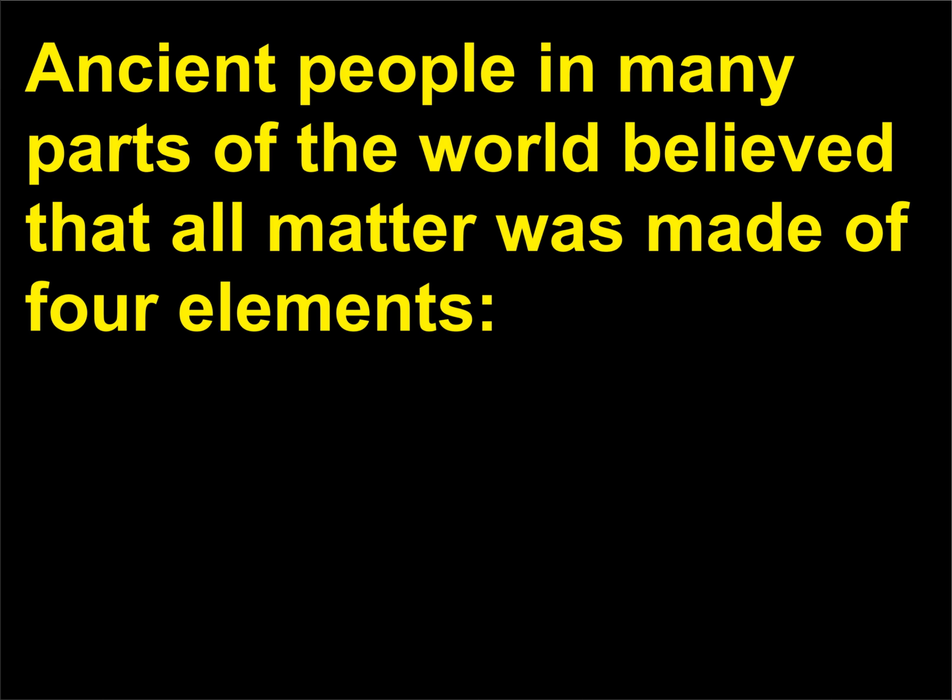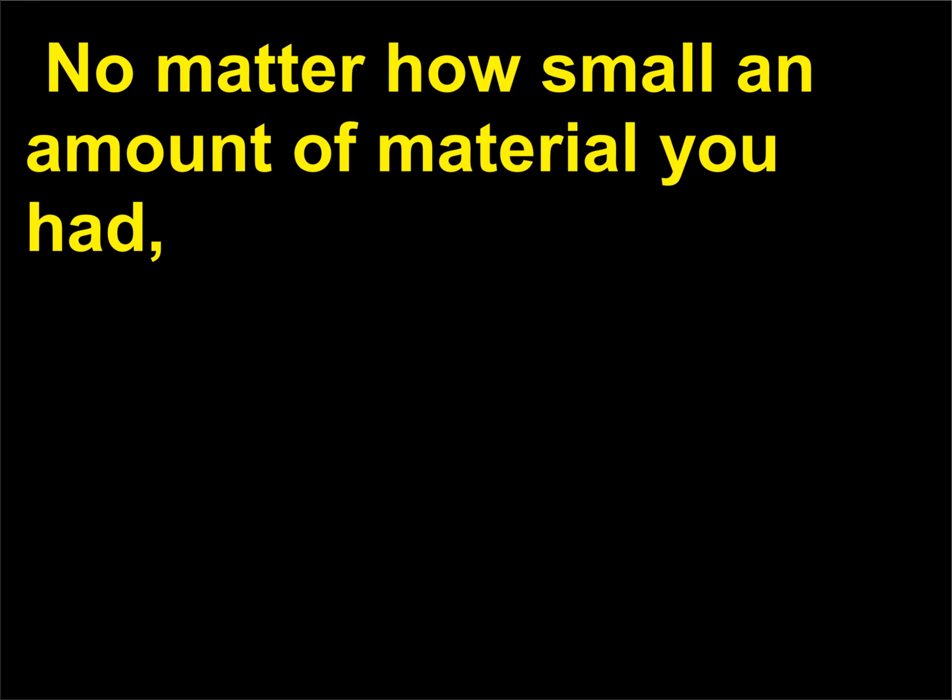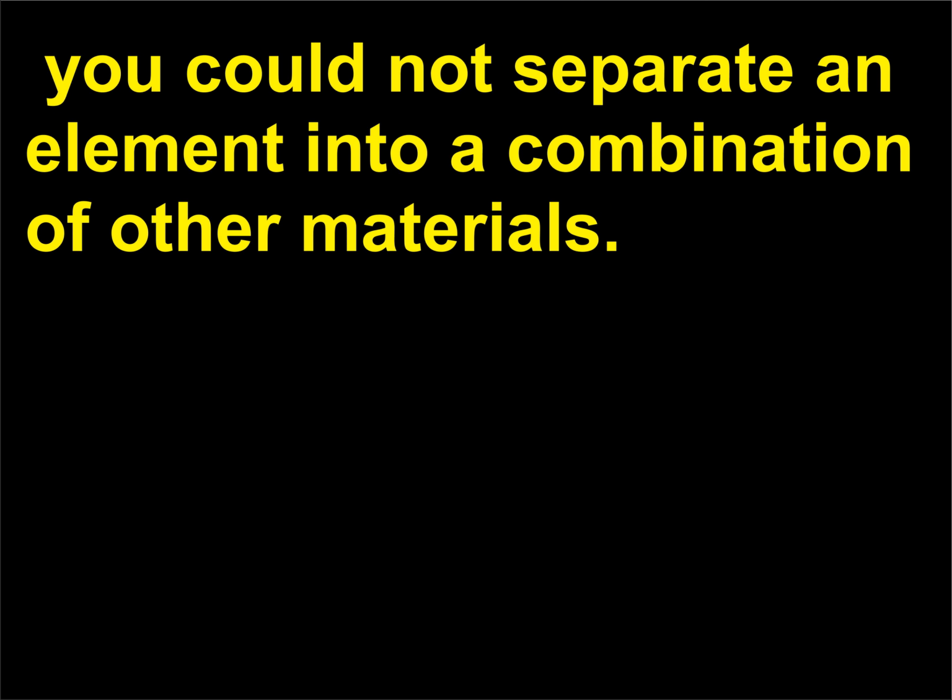What is matter? Ancient people in many parts of the world believed that all matter was made of 4 elements: earth, air, water, and fire. No matter how small an amount of material you had, you could not separate an element into a combination of other materials.